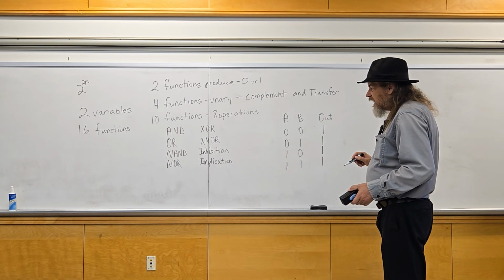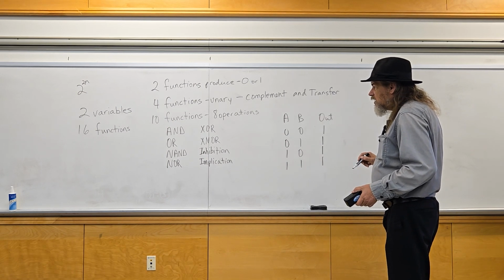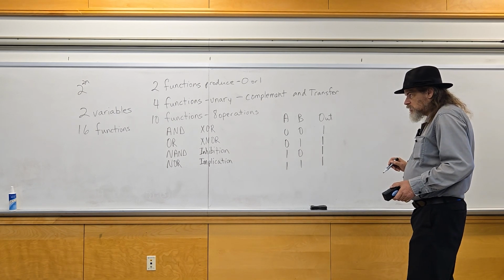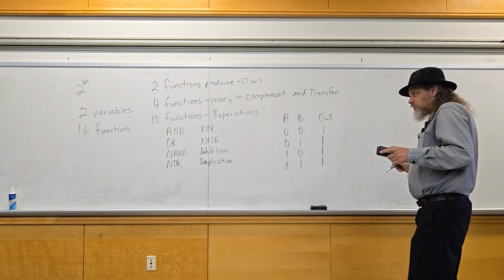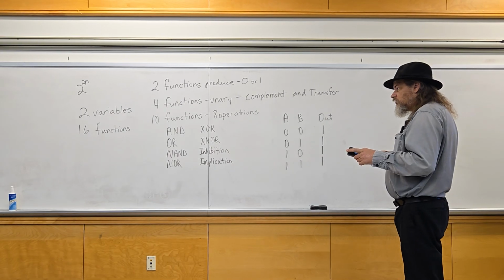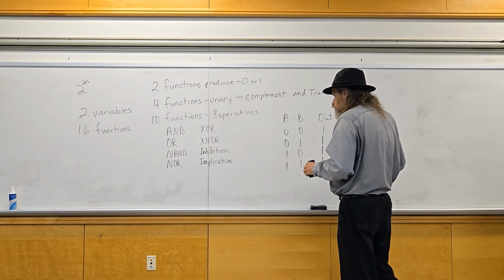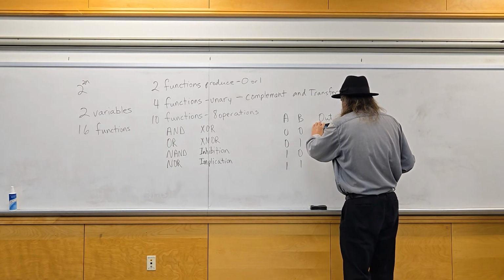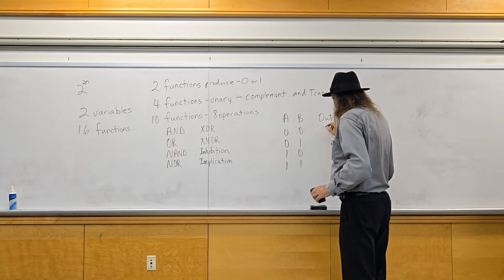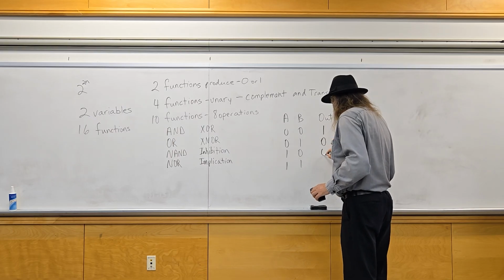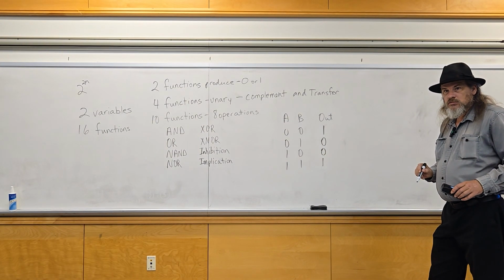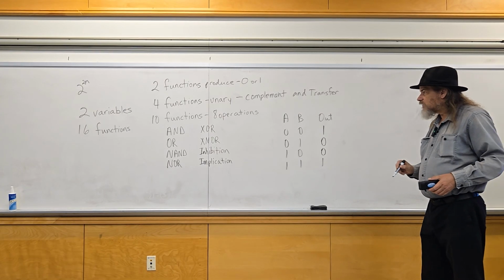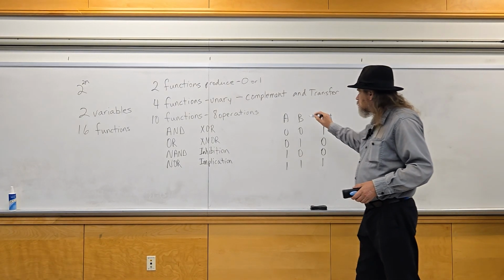AND, OR, NAND, NOR, and XOR, we've covered previously. You should know the state tables for those. Exclusive NOR is also called equivalence. Are the bits the same? So that would be XNOR.